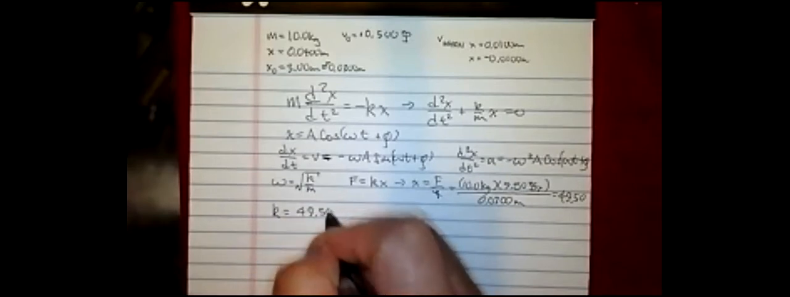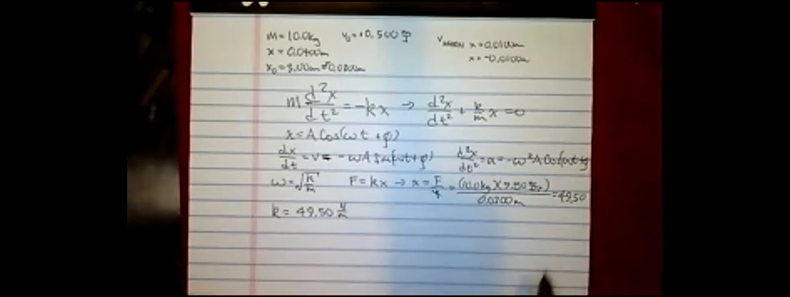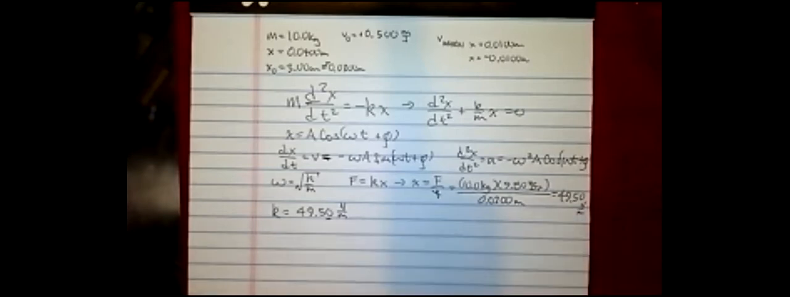So we have k is equal to 49.50 newtons per meter. Notice I'm keeping an extra sig fig. I only had 3 going in, so I'm keeping an extra one. I could underline it if I wanted. The newtons per meter should have been in there, but obviously I ran out of paper, so that's why I come over here and write it.